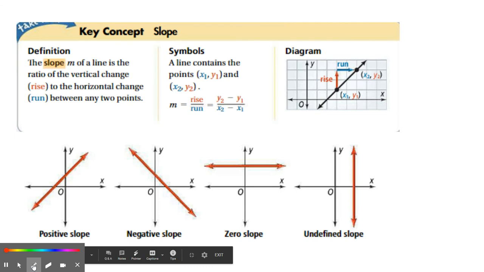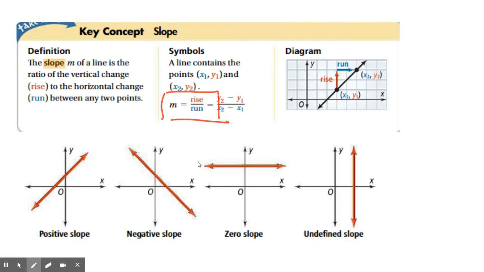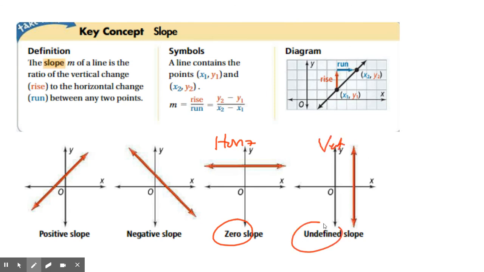Now we're going into slope and parallel and perpendicular lines. So again, remember, slope is rise over run. Here's how you count it. I don't think you'll see this on the state test, but remember, horizontal lines have a slope of 0. Vertical lines have undefined slope, so keep that in mind.